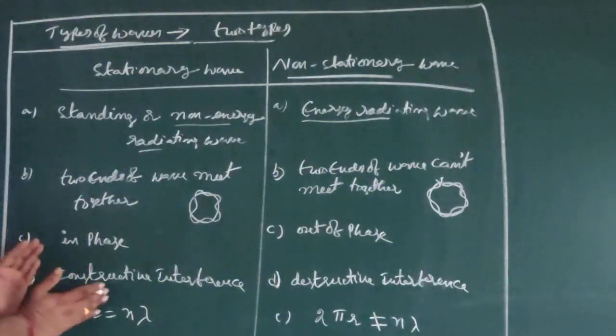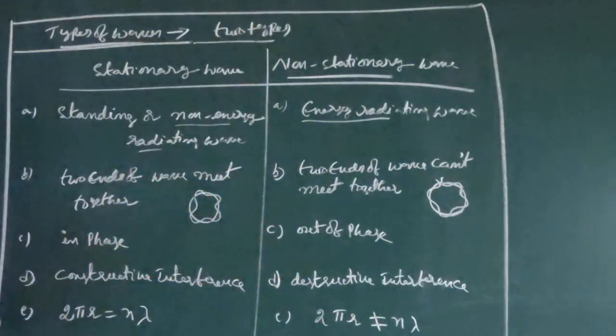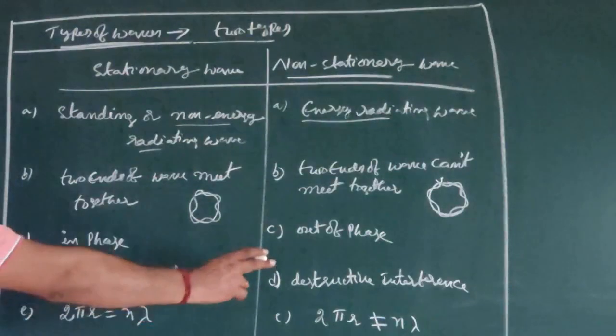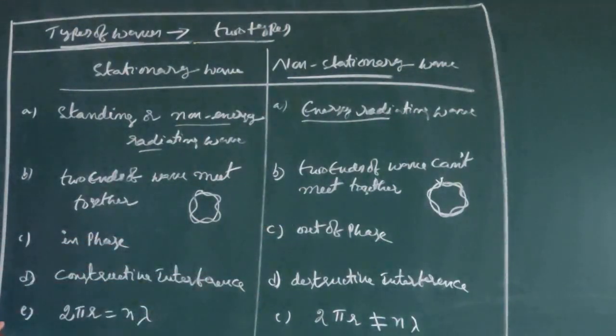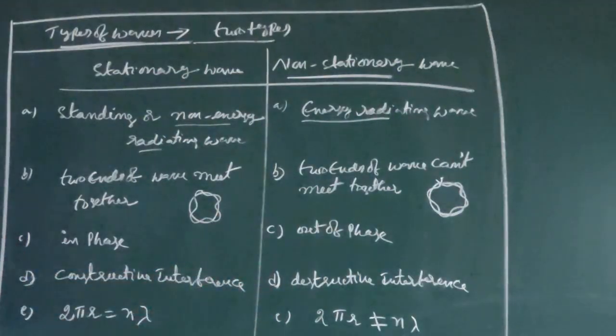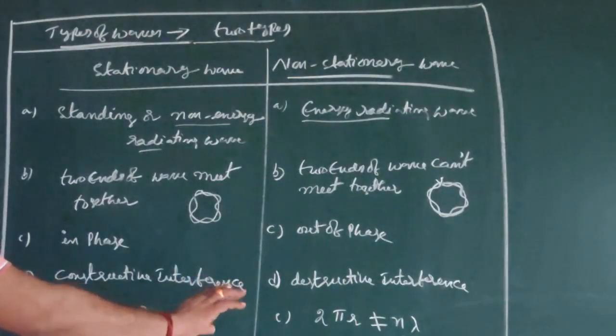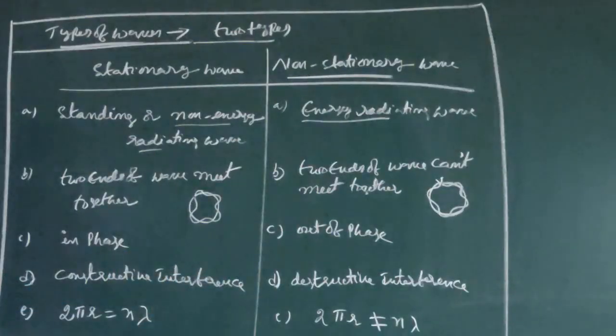So here constructive interference is observed. In that case, destructive interference is observed. Here circumference is exactly equal to n lambda. In this case, circumference is not equal to n lambda. In the stationary wave, circumference that is 2 pi r is equal to n lambda. In non-stationary wave, circumference 2 pi r is not equal to n lambda. So the existence of this wave is difficult.